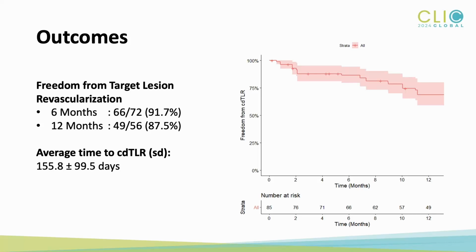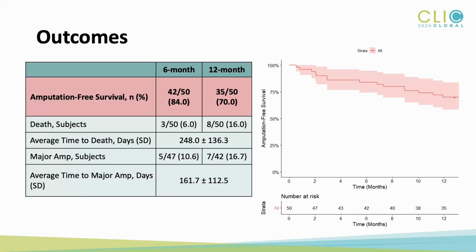This is the outcome, freedom from CDTLR at 6 months 91.7%, 12 months 87.5%, and the average time to CDTLR is 156 days. What's important to the patient is amputation-free survival. At 6 months, it's 84%, 12 months, 70%. When you think about the majority of patients at 54% were high risk for amputation, this is reasonable. Death, of course, is shown here.